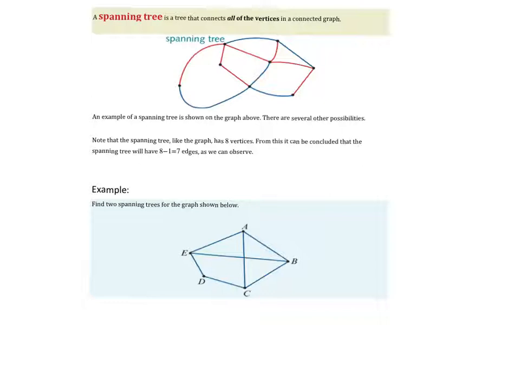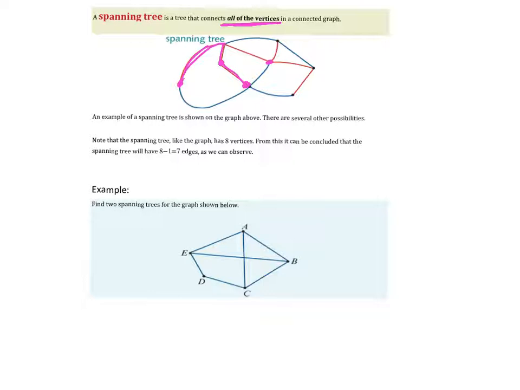So if a tree can be as big or as small as what you want, a spanning tree has to use all of the vertices. So it is a tree, can't have any multiple edges, cycles or loops, but it must use all of the vertices. So if you look at this example here, this red bit is your spanning tree.